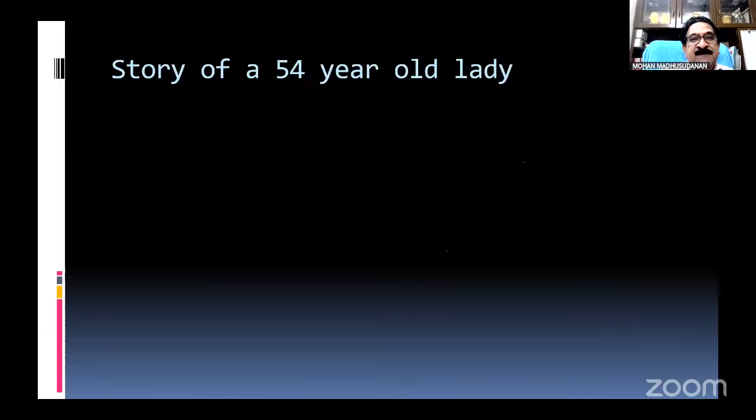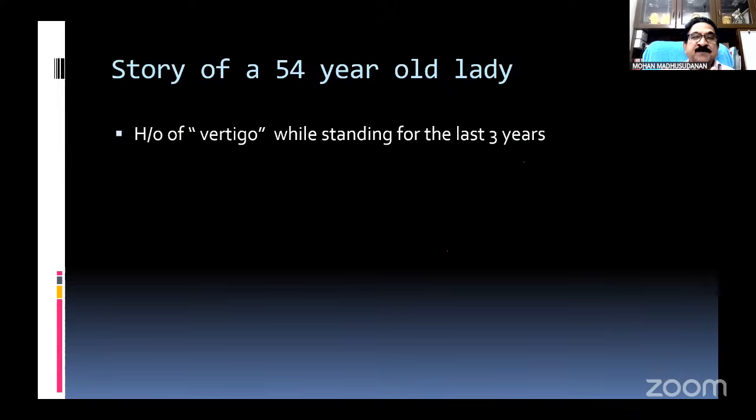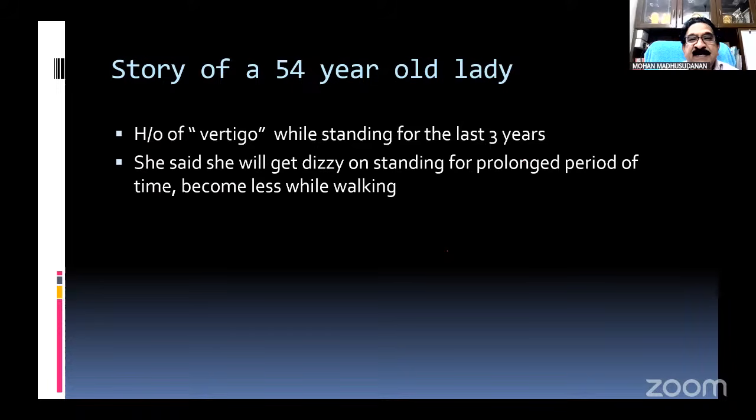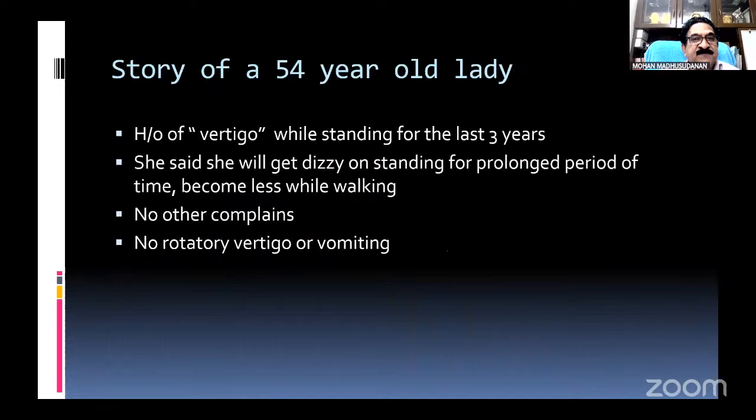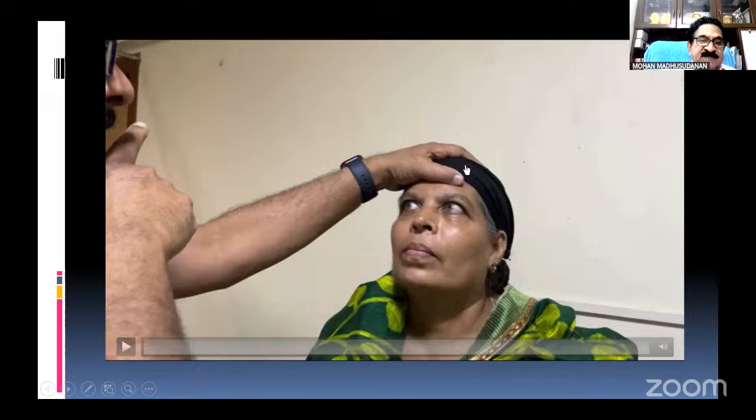Yes, sir. So, this is the story of a 54-year-old lady with a history of vertigo, quote unquote. Everyone complains of vertigo only, while standing, for the last 3 years. She said she gets dizzy on standing for a prolonged period of time, and becomes less dizzy while walking. No other complaints. No rotary vertigo or vomiting. So once again, history of vertigo while standing for the last 3 years. She gets dizzy on standing for a prolonged period, less on walking. No other complaints. These are the examination findings.